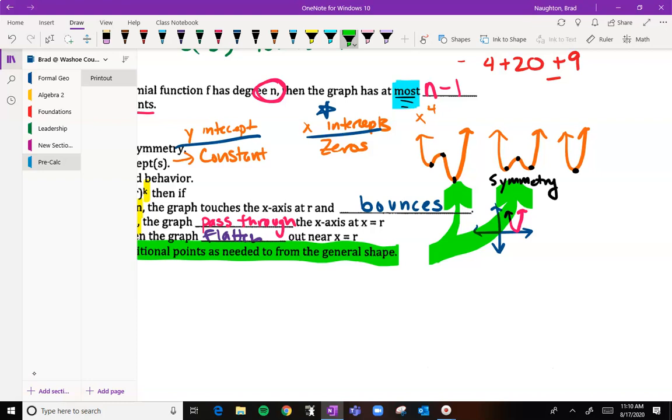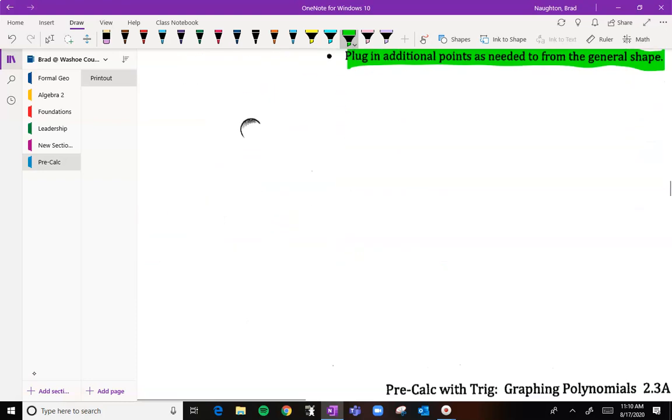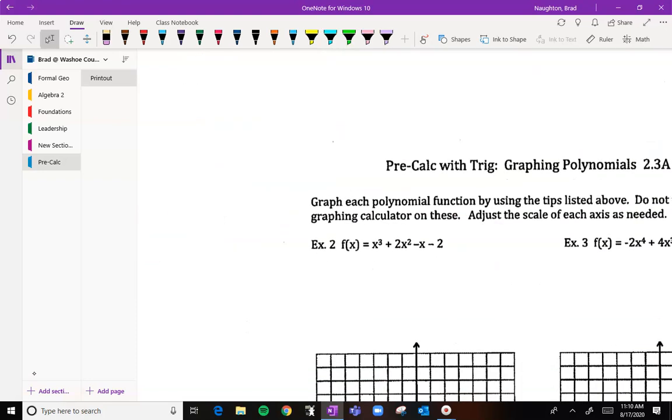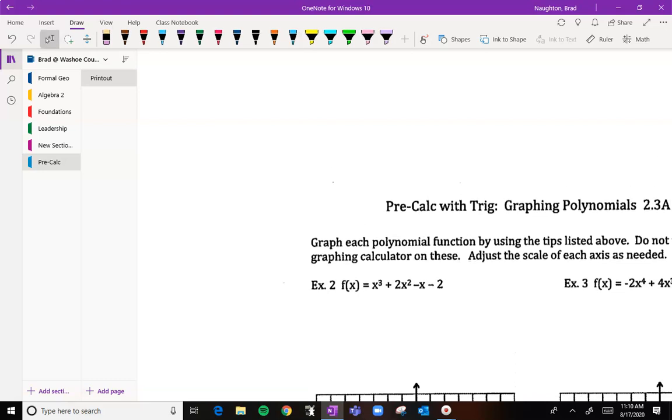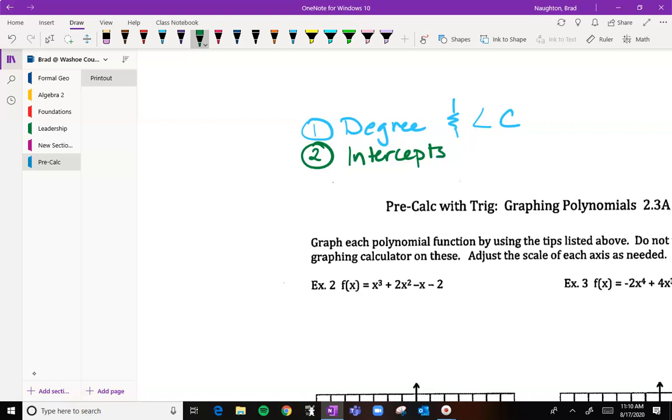All righty. So, ladies and gentlemen, boys and girls, number 2 here in our example. The first thing I want you to go ahead and look at is going to be the degree and the leading coefficient. I'm just going to call it the LC. The second thing I want us to find are those intercepts. So remember, if you have a constant, that's going to be your y, and then your zeros are going to be your x-intercepts.